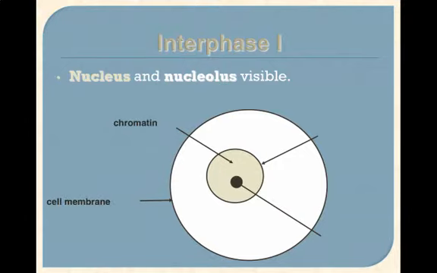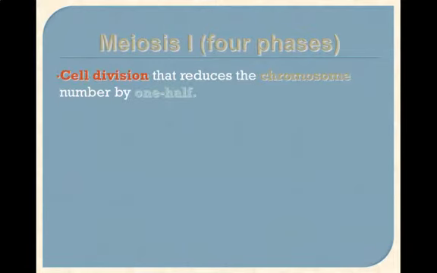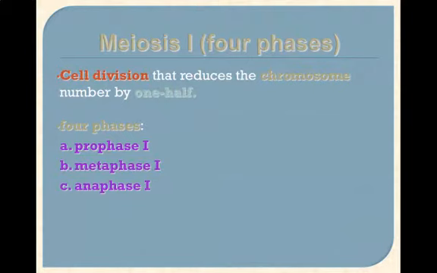We have our cell membrane around the cell. We have a nuclear membrane around the nucleus, and we have our nucleolus, which is the condensed chromatin. So meiosis 1 is going to have 4 different phases. Cell division that reduces the chromosome number by 1/2. So the 4 phases are going to be prophase 1, metaphase 1, anaphase 1, telophase 1.